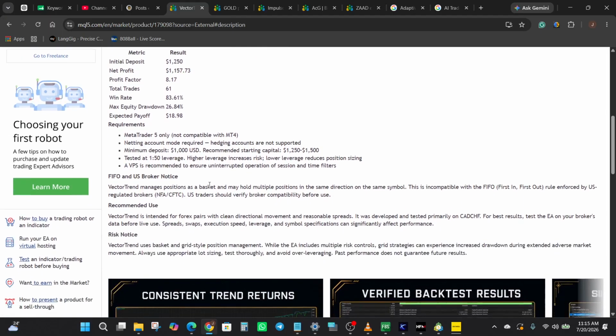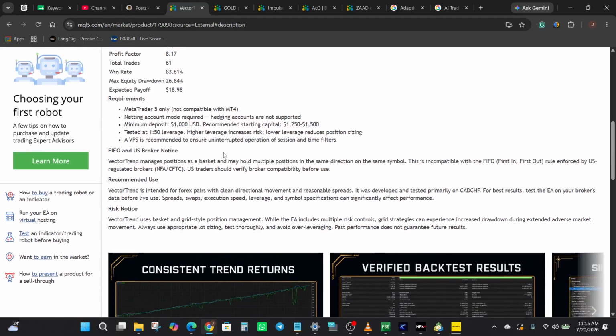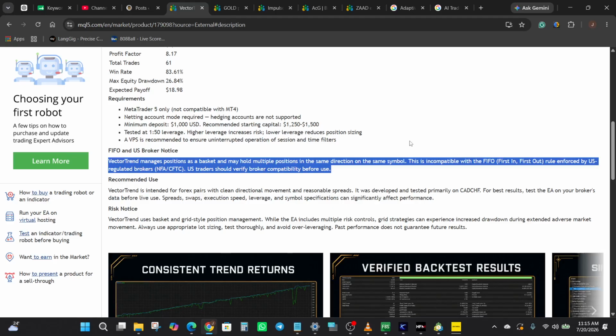Under requirements, this is MT5 only, requires a netting account rather than hedging, and recommends a starting capital between $1,250 and $1,500, tested at 1:50 leverage. There is also a direct notice that because this manages positions as a basket, it is incompatible with the FIFO rule enforced by US regulated brokers. So US traders specifically need to check compatibility first.